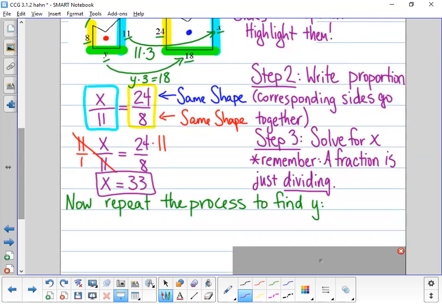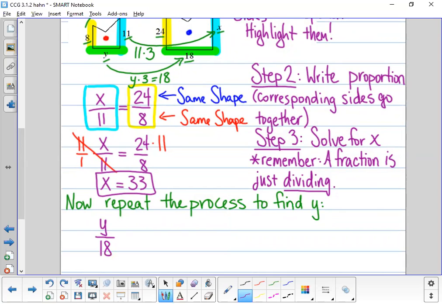Okay, so now I am going to repeat this exact same process to help me find Y. So I'm going to start by writing my ratio or my fraction with the corresponding side that goes with Y. And again, I always want to write my variable on the top. It just makes solving a lot easier. So I'm going to say Y over 18. So those were my green highlighted sides. And again, I'm going to set it equal to another ratio from my 2 shapes. And I'm just going to use 8 and 24 again because I can.